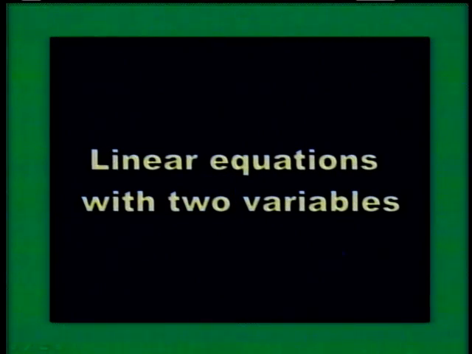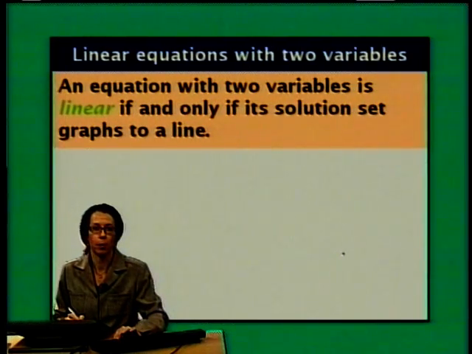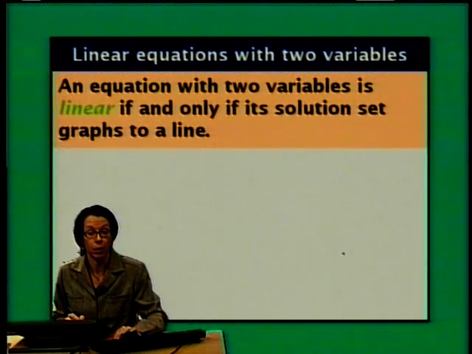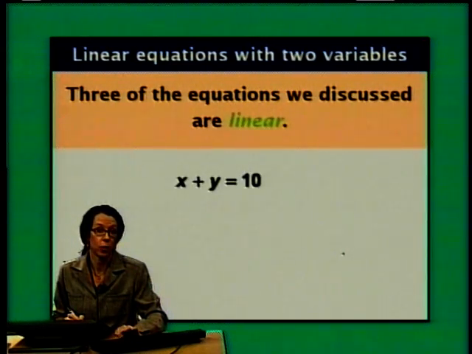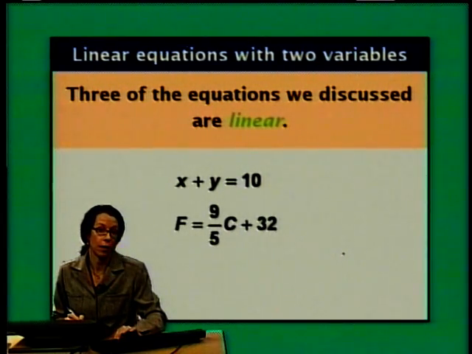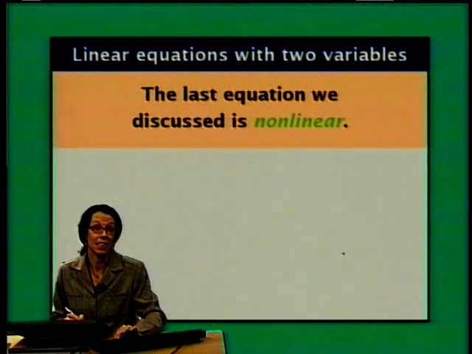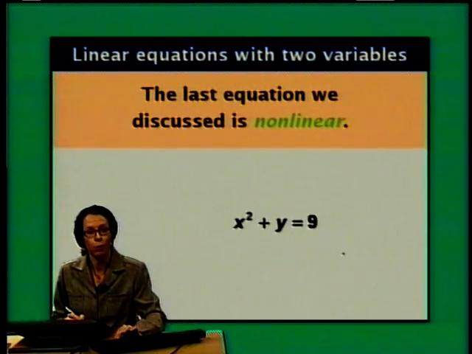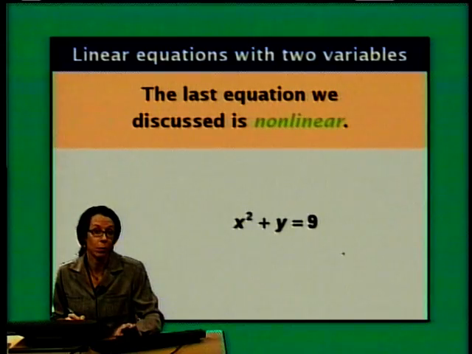So let's finish up by talking about that difference. An equation with 2 variables is linear if and only if its solution set graphs to a line. 3 of the equations we discussed are linear. x plus y equals 10, we looked at the solution set, it graphed to a line. F equals 9/5 c plus 32, and c equals 300 plus 0.25n. The last equation we discussed is nonlinear. When we plotted 3 solutions in the solution set to this equation, they did not lie on a common line. This is what it means to be nonlinear.